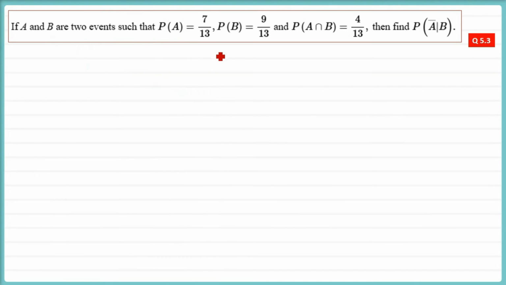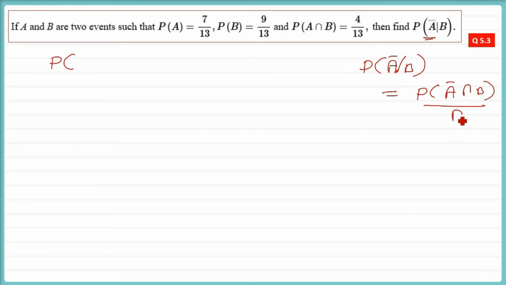A and B are two events such that P(A) is given, P(B) is given, P(A intersection B) is also given. Now we have to find out P(A naught by B). P(A naught by B) means the probability of not A happening when B is already known. Okay, don't get confused, these are just the ways of asking questions. So the probability of A naught by B is simply P(A naught intersection B) divided by P(B). This is the formula we are going to employ, and please keep an eye on it because I'm going to directly use it.